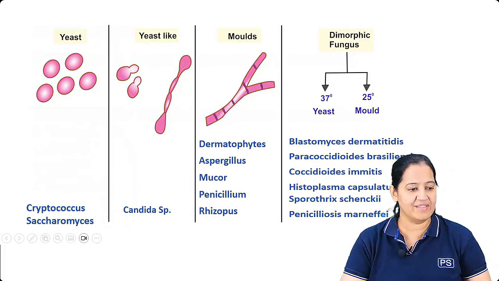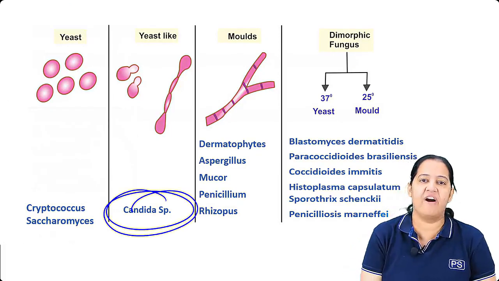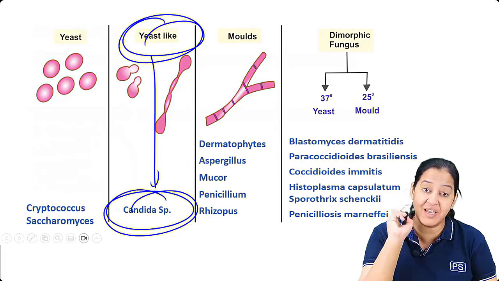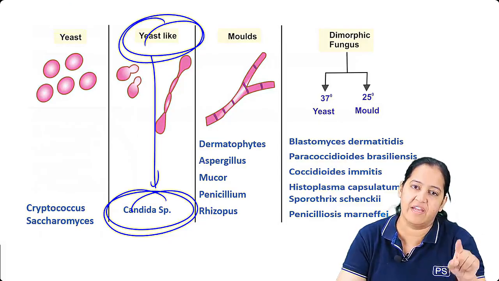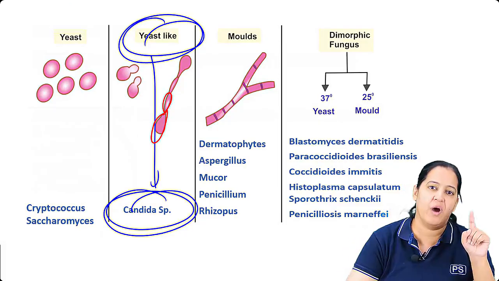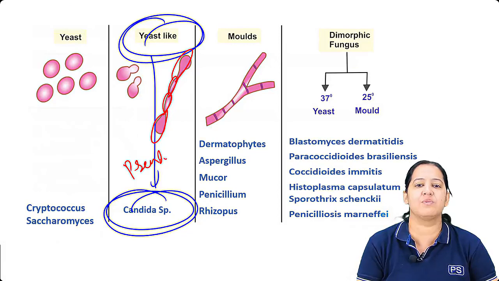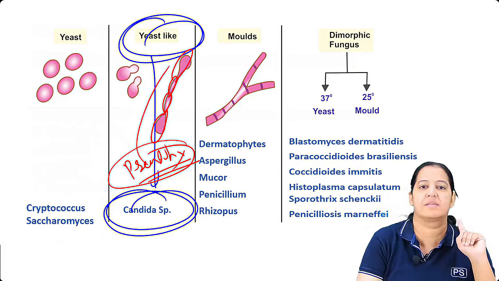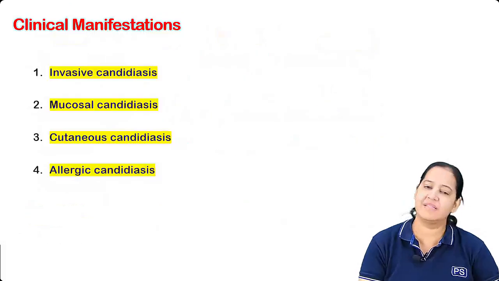Where does Candida come in the morphological classification? I told you at the starting only, the people who joined late may not know. Candida is yeast-like. Yeast-like has one example, Candida. I said it loudly. It is the only fungus where you will get pseudo-hyphae. You know what pseudo-hyphae is? It's not a true hyphae, it has constrictions. So whenever you get the word pseudo-hyphae in your question, mark the answer Candida. It's yeast-like, and that's why it has pseudo-hyphae.